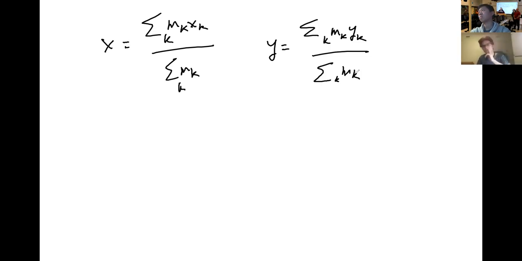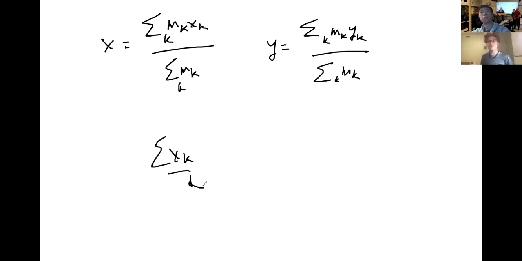So how do you weight these things? How do you weight the two things? Well, that's what we do when we take the sum. A standard average would just be the sum of all of your xk divided by k, for example. That's your average for the position.